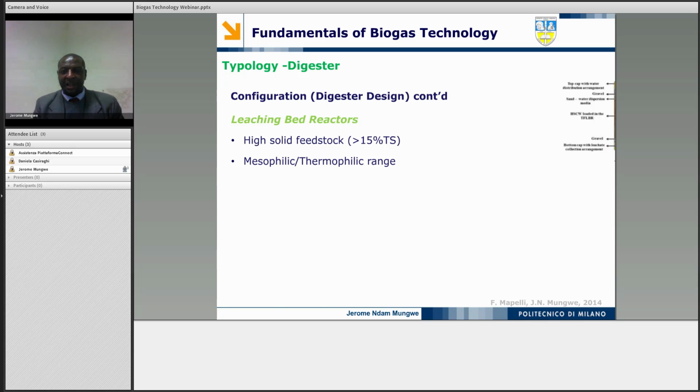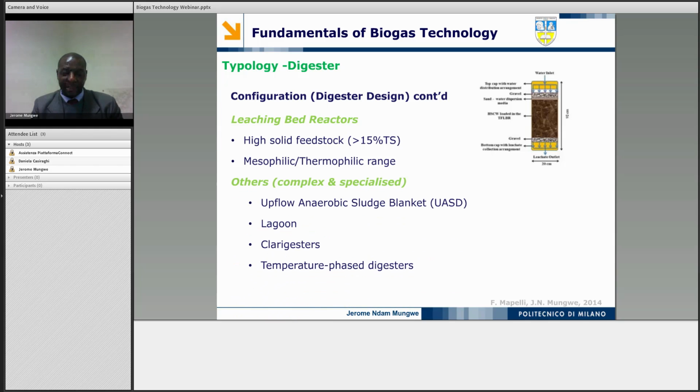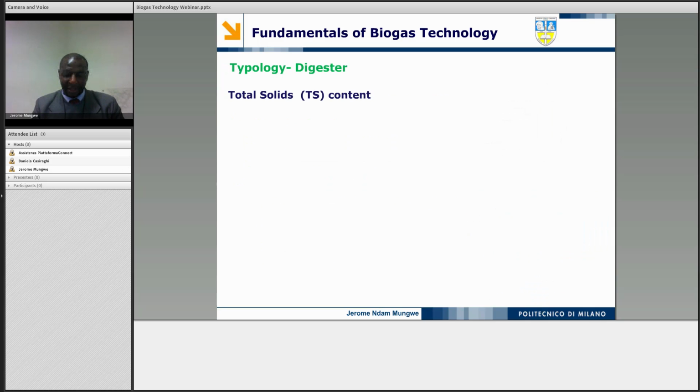The strategy here is we have the feedstock that is in a volume, and water is allowed to leach through the feedstock, which then decomposes to produce biogas. Then the leachate, or the water that has just gone through the feedstock, is what we call leachate. It can be recirculated because it contains useful substrate that can produce biogas. Other types of digester designs include the upflow anaerobic sludge blanket design, lagoon digesters, and temperature phase digesters.